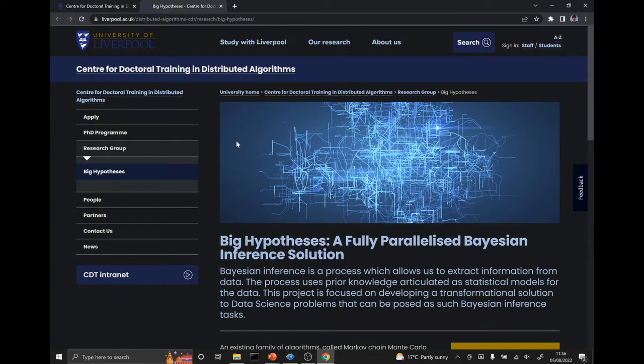this EPSRC funded project, which is called Big Hypotheses, which is about developing Bayesian inference solutions which are suitable for modern computing architectures. And at the heart of this project is an algorithm that's called a Sequential Monte Carlo sampler. And obviously it's closely related to the Centre for Doctoral Training because it's about having an algorithm for Bayesian inference that can be distributed over large computing architectures.